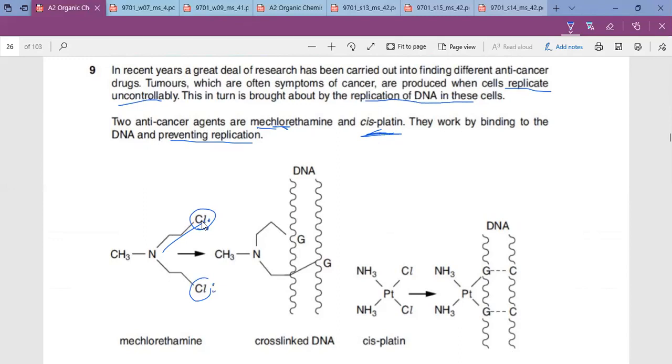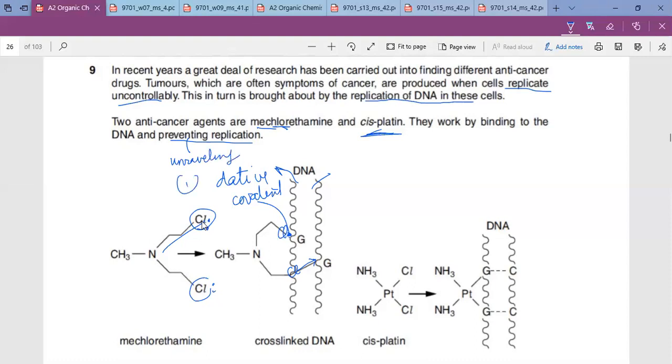So what it does is it will stretch itself, the chlorine here, to form dative bonds, covalent bonds, which are very strong. They form between the two strands here. So the chlorine here will form here. If the cell wants to break up to replicate, it cannot open. So it prevents it from unraveling. So this is one way.